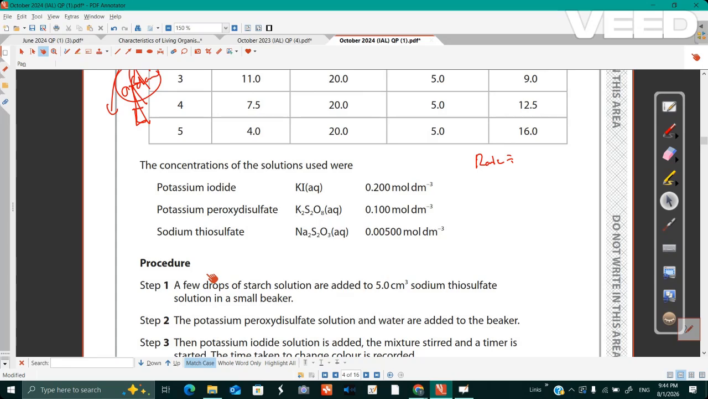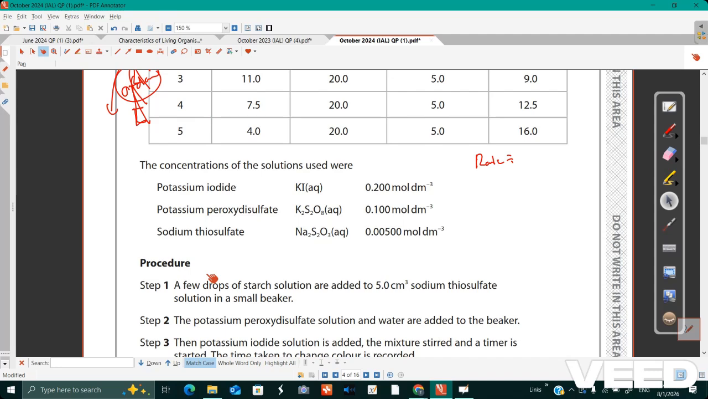In the instantaneous rate method, we have to take portions out and find the concentration of each portion, and along with time, we find the rate at each point. This experiment is easier, but it can only be done for faster reactions. For slow reactions, you will have to use not the initial rate method but the instantaneous rate method.